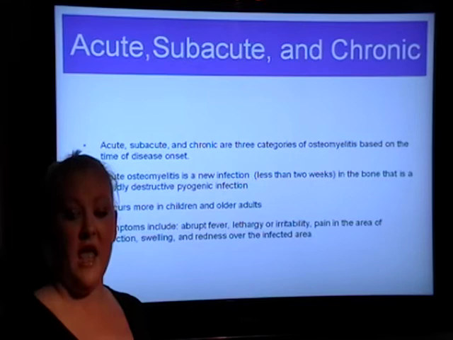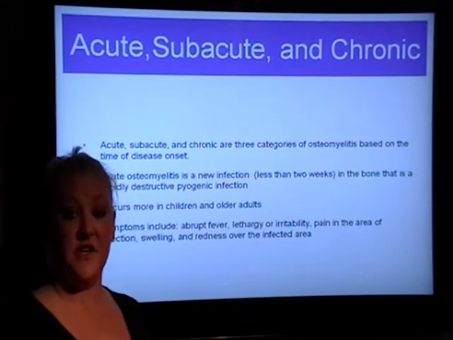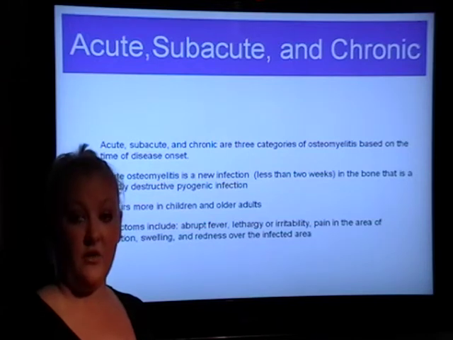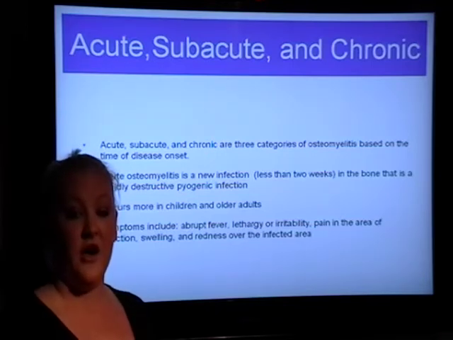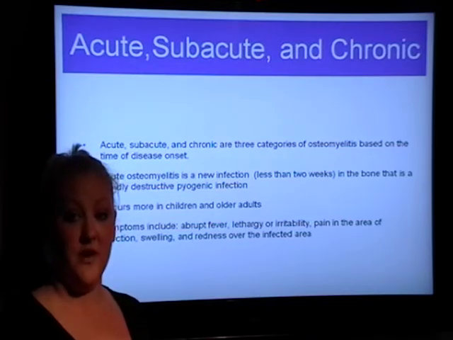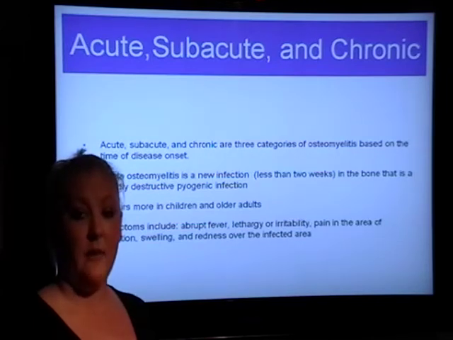Acute, subacute, and chronic are three categories of osteomyelitis based on the time of disease onset. Acute osteomyelitis is a new infection, less than 2 weeks old, in the bone that is a rapidly destructive pyogenic infection. This occurs more in children and older adults above 50 years old. Symptoms include an abrupt fever, lethargy or irritability, pus, pain in the area of infection, swelling, and redness over the infected area.